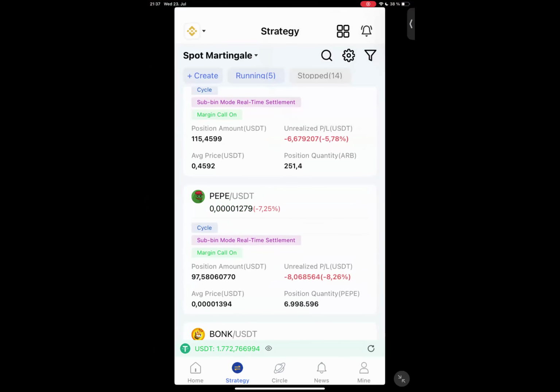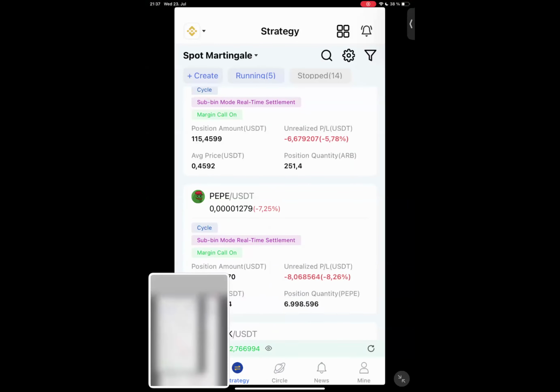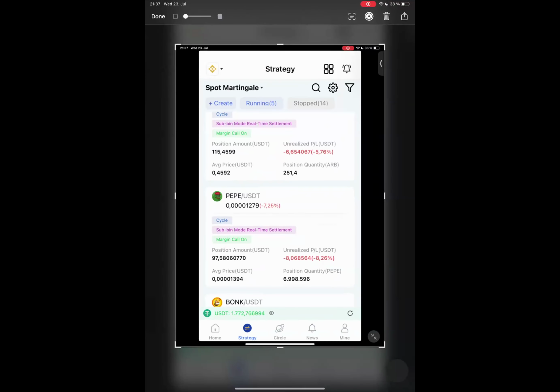So yes, this is 115 in Pepe. Hey, index number, when I asked you to unmute, you didn't unmute. Now you've unmuted, you are talking. I've muted you.